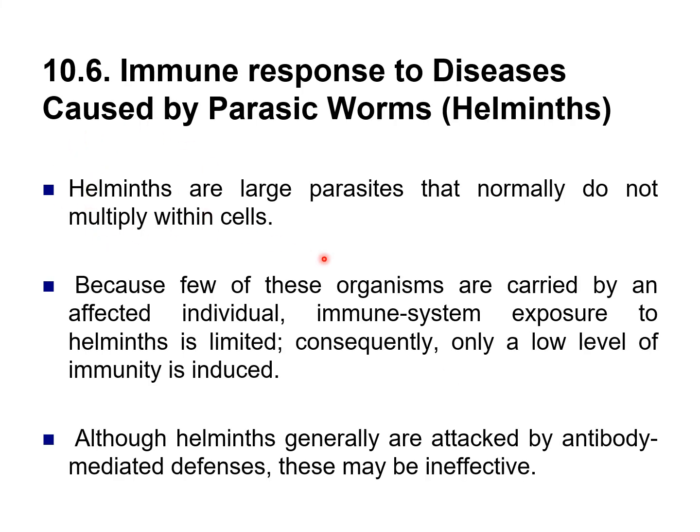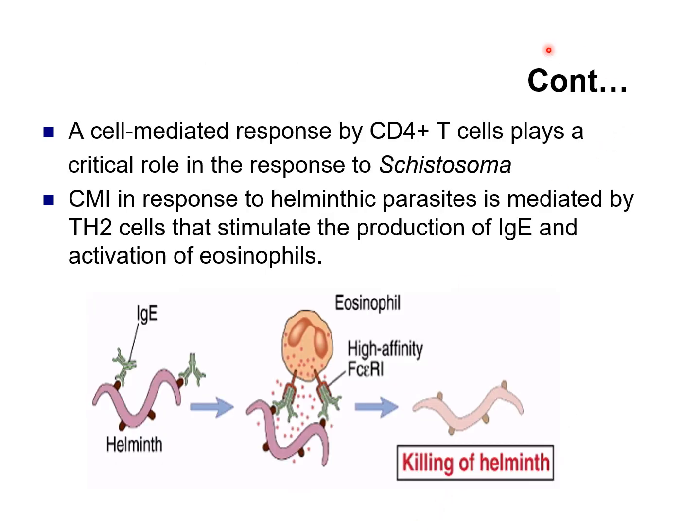For the helminths, the worms, they do not normally multiply inside the host cells, and because the life cycle is complicated, only low-level immunity is induced. Helminths are generally attacked by antibody-mediated defenses. However, this may actually be ineffective. CD4 T cells can play an important role in response to Schistosoma infection, and the cell-mediated immune response to helminthic parasites is mediated by Th2 cells that can stimulate IgE and activation of eosinophils that lead to the death of helminths.